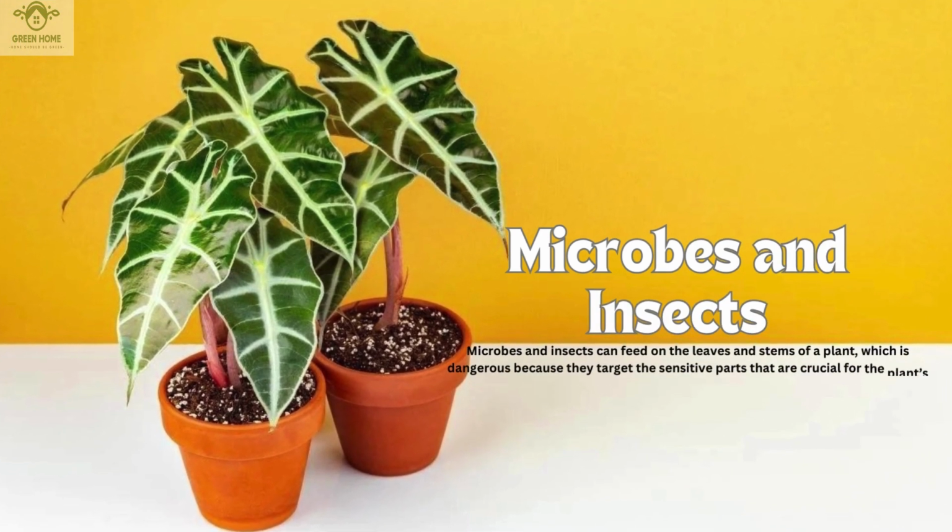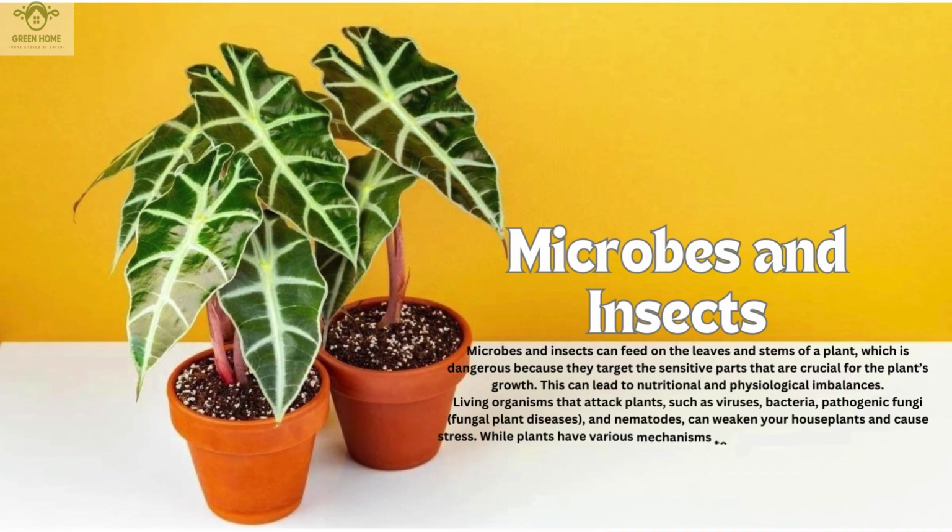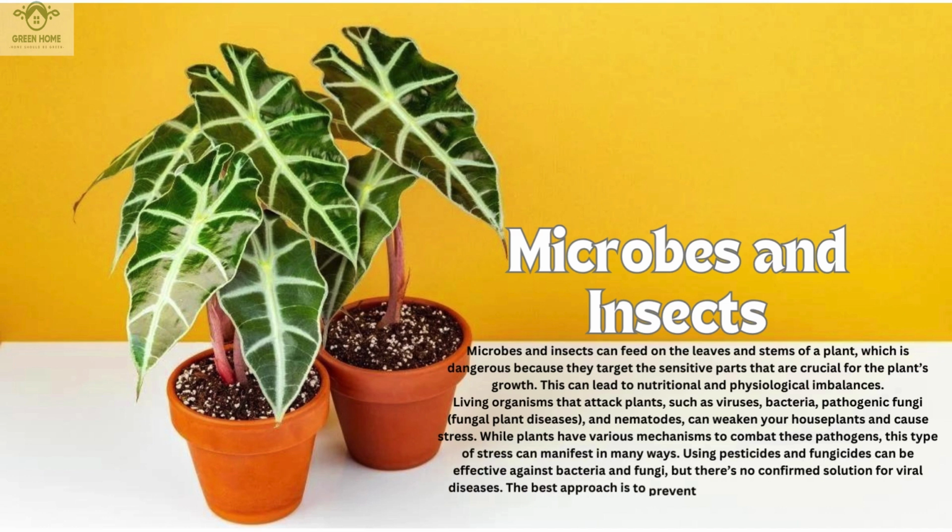Microbes and insects. Microbes and insects can feed on the leaves and stems of a plant, which is dangerous because they target the sensitive parts that are crucial for the plant's growth. This can lead to nutritional and physiological imbalances. Living organisms that attack plants, such as viruses, bacteria, pathogenic fungi, fungal plant diseases, and nematodes, can weaken your houseplants and cause stress. While plants have various mechanisms to combat these pathogens, this type of stress can manifest in many ways. Using pesticides and fungicides can be effective against bacteria and fungi, but there's no confirmed solution for viral diseases. The best approach is to prevent these diseases from spreading to your houseplants.